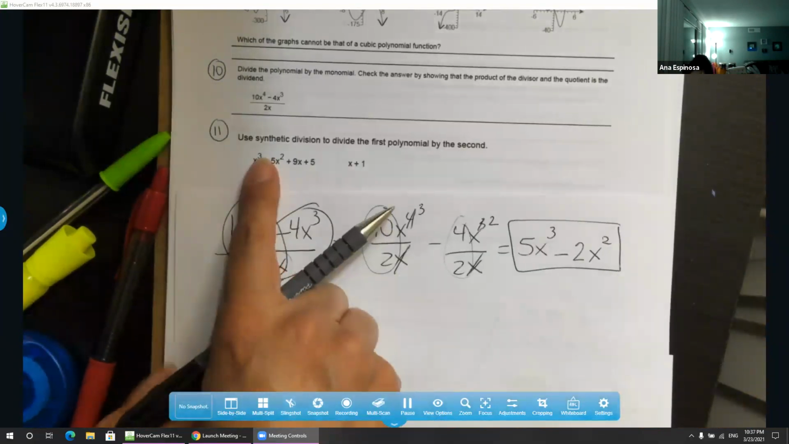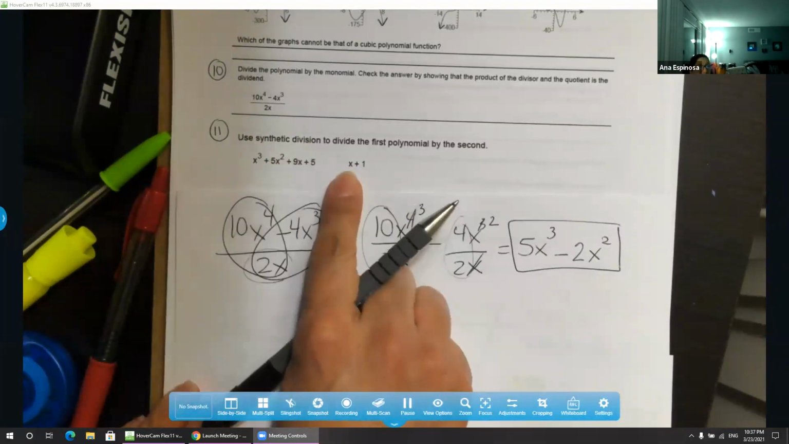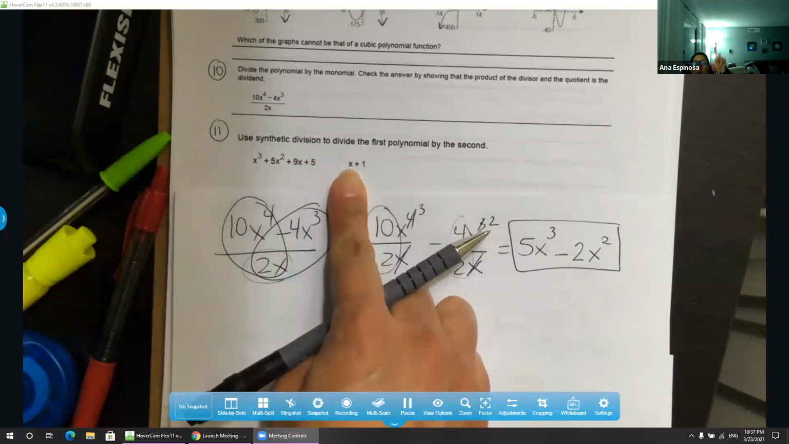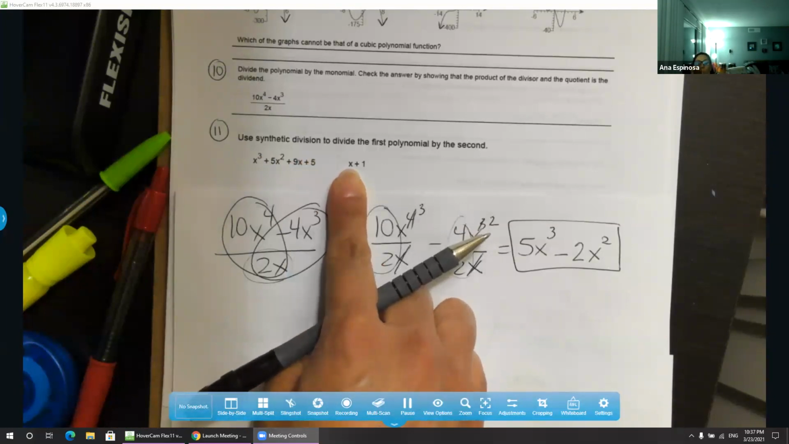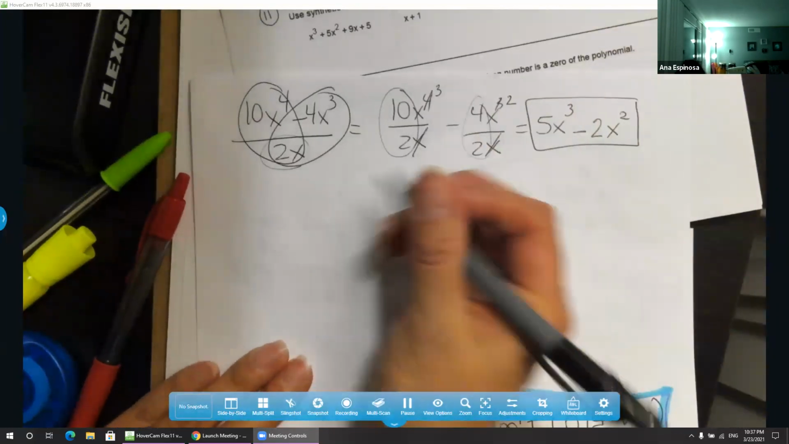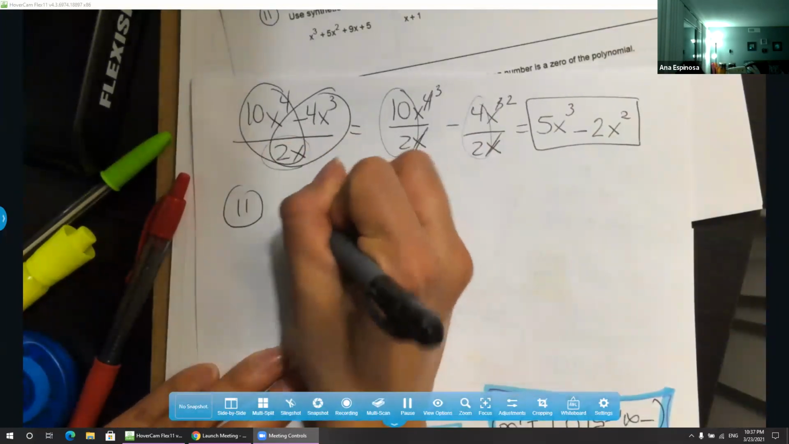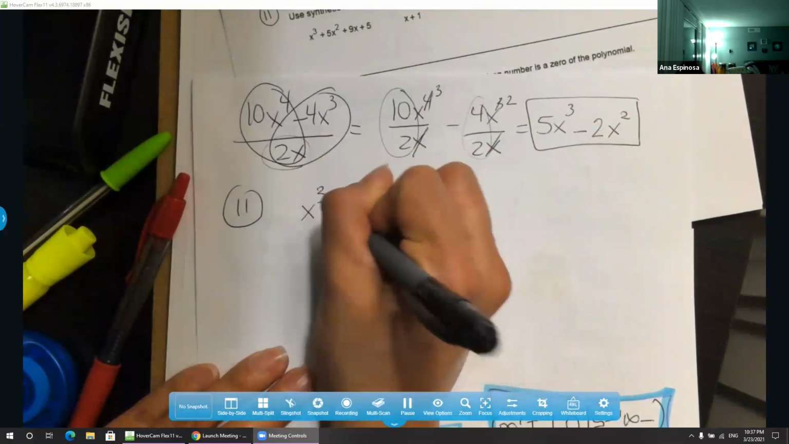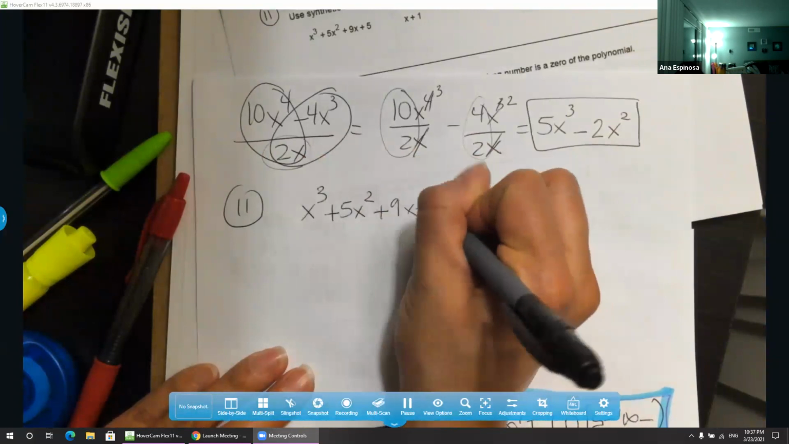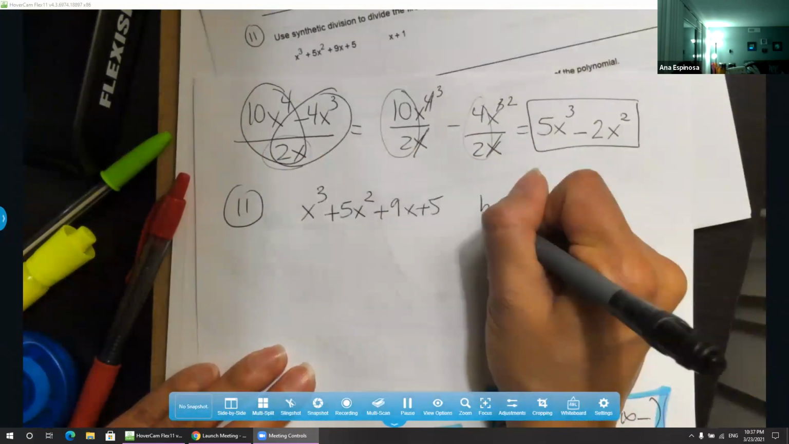When you have these polynomials divided by a binomial, you have to do one of two things, either synthetic or long division. It is technically your choice until you have specific instructions that ask you to do it a certain way. In this case, it says synthetic. So with synthetic, you have to make sure that all of the terms are accounted for and that they are in decreasing order.